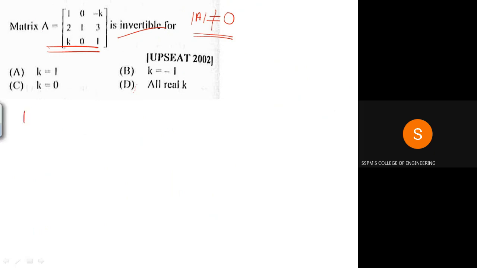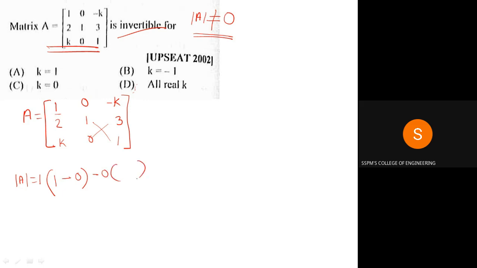What are we given? We are given a 3x3 matrix: 1, 0, minus k, 2, 1, 3, and k, 0, 1. This example might look difficult, but it is not. So now we will find the determinant of matrix A. First we consider 1 into (1 into 1 is 1, minus 3 into 0 is 0), minus 0 into anything, which we do not have to calculate as it will all become 0. Now we consider minus k into (2 into 0 is 0, minus k into 1 is k).